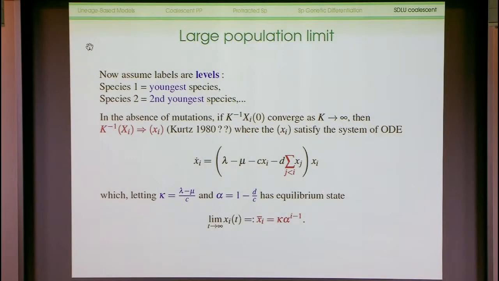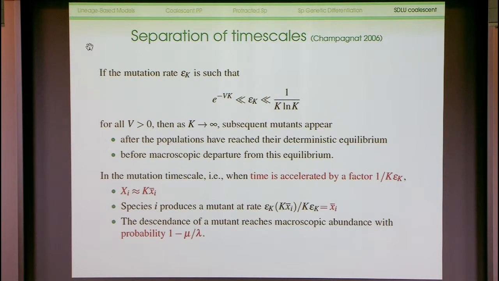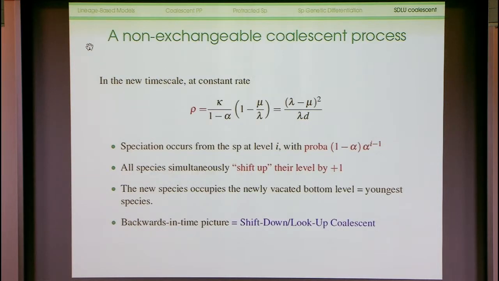And the equilibrium state of the system of ODEs is geometric. So the idea is to separate timescales. And when you separate timescales, what you get is this picture. Speciation occurs from the species at level i, the youngest species, with a probability which is proportional to its abundance.